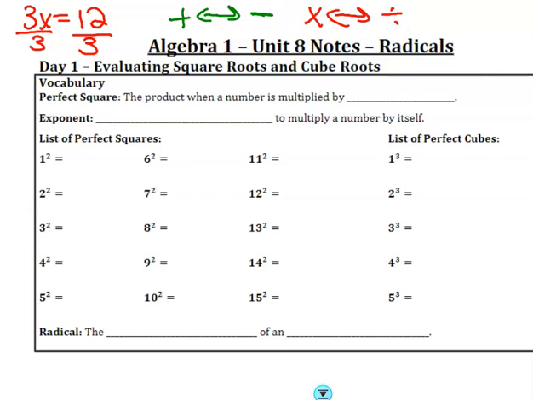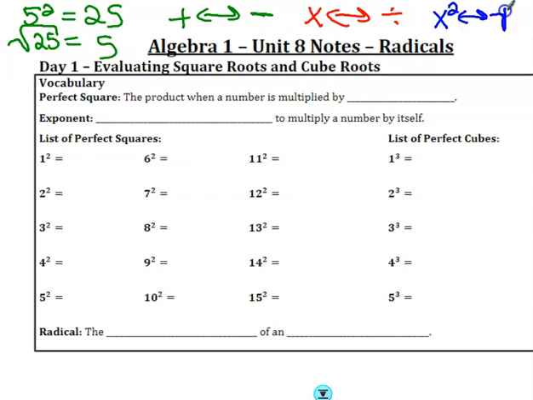This unit is going to be about the last type of operation. We don't really talk about them too often, but this unit we definitely will. Let's say I did 5 squared. 5 squared is 25. 5 times 5 is 25. What is the opposite of squaring something? It's actually called square rooting. So square rooting 25 would be 5. So the opposite of squaring or cubing something is square rooting.